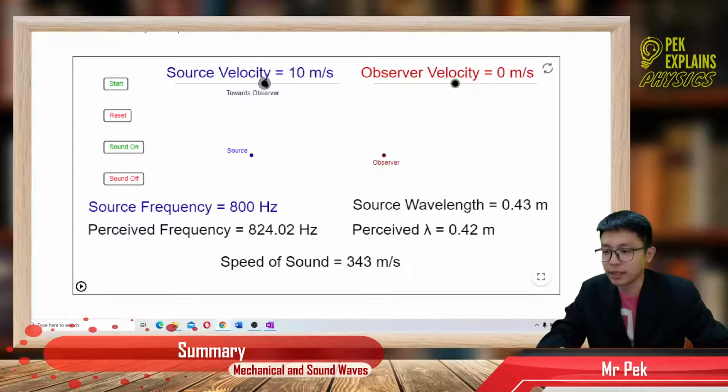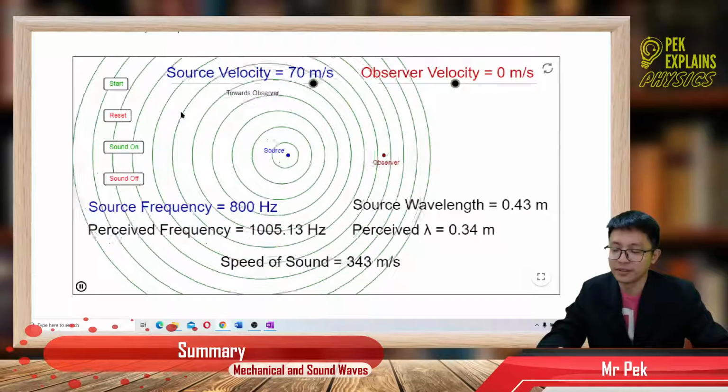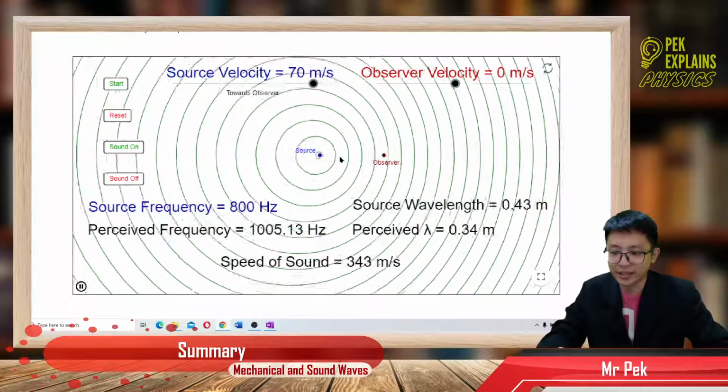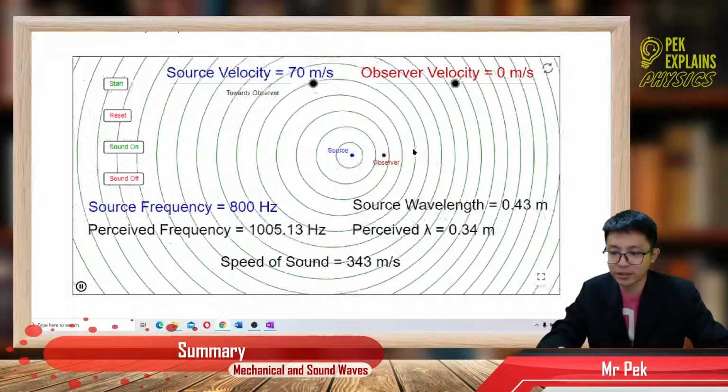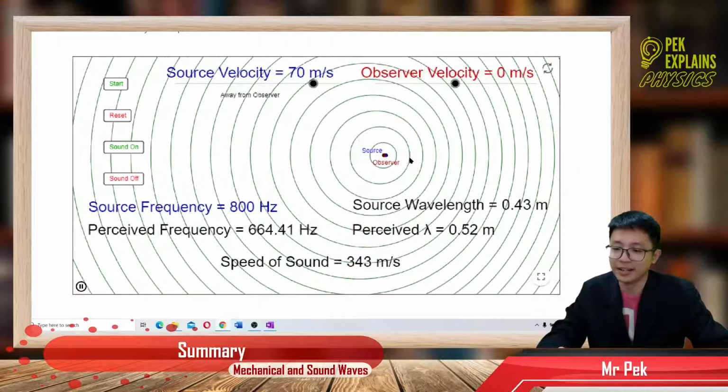The source, I make it moving towards the observer. This one, positive 70, means move to the right. Let's start the motion. Are you ready? Let's start and let the sound on. Hear the sound. You hear that? You hear the higher frequency? You see the wavelength here is compressed? You see that?